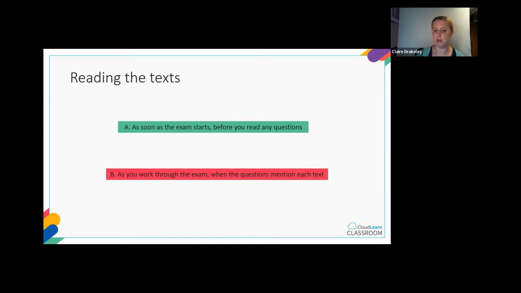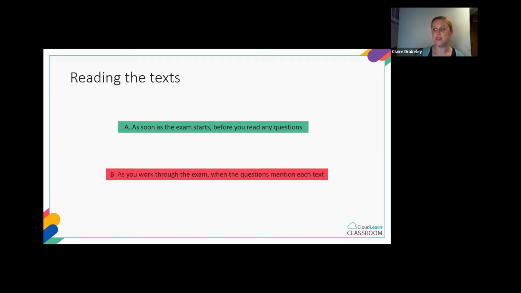I'm going to put a poll up now, okay? Is it A, we read as soon as the exam starts, before you read any questions? Or is it B, as you work through the exam, when the questions mention each text? So you work through it, and when they mention text A, you read text A. When they mention text B, you read text B. So if I launch this poll, can you all please take a vote? It should come up on your screen.